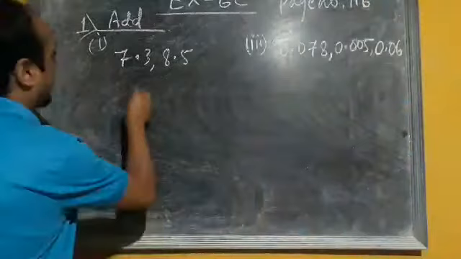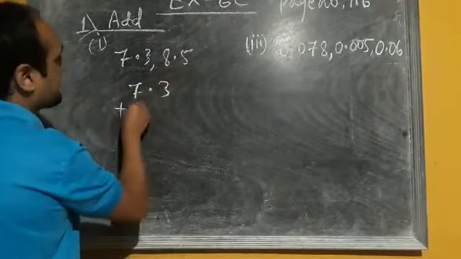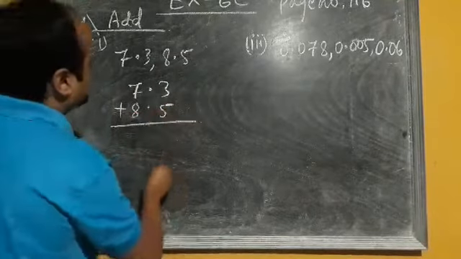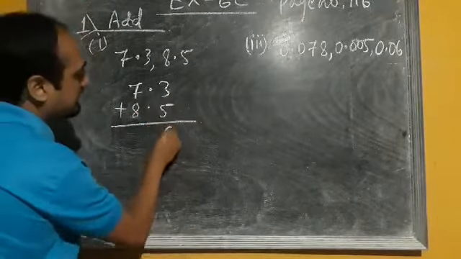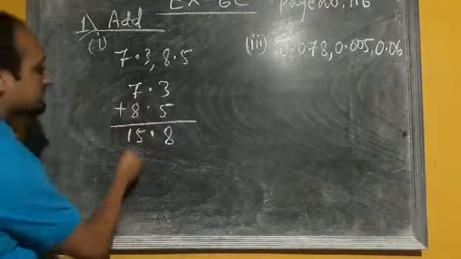So number 1, we have 7.3 plus 8.5. So 5 plus 3 is 8, 7 plus 8 is 15. This is so easy.